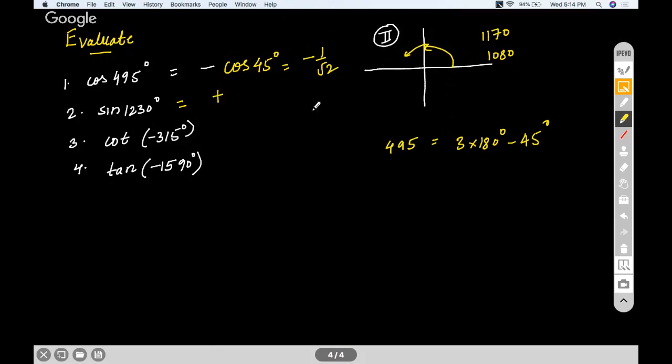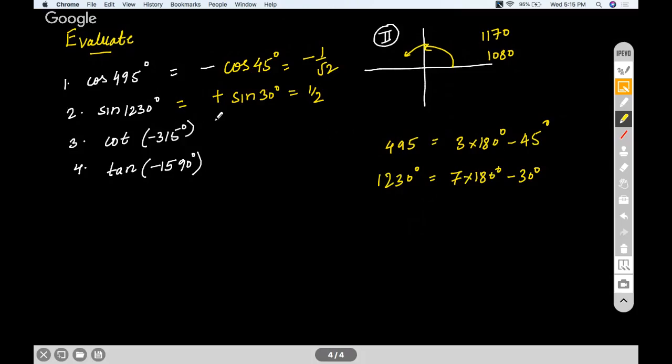So I can write 1230 degrees as 7 times 180 degrees, which will make it 1260 minus 30 degrees. So this will be as good as plus sine 30 degrees, which is going to be plus half. Is that fine? Okay.